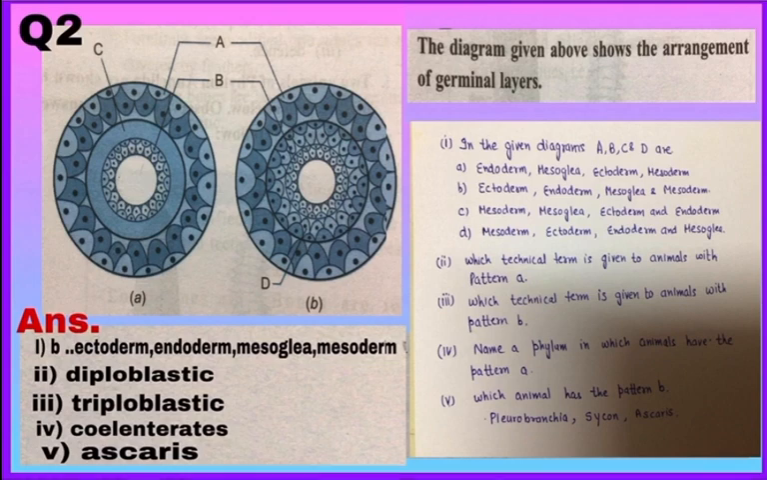Third part of the question. Which technical term is given to animals with pattern B? The technical term is given to animals with pattern B having 3 germ layers is triploblastic. Fourth part of the question. Name a phylum in which animals have the pattern A. In coelentrates, we find pattern A. They are diploblastic. Fifth part of the question. Which animal has pattern B? Plurobranchia, Cycon or Ascaris? It is Ascaris which has pattern B. Ascaris is triploblastic.